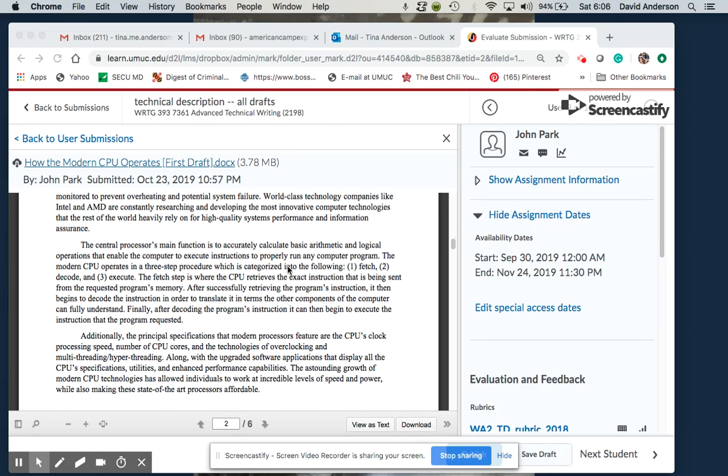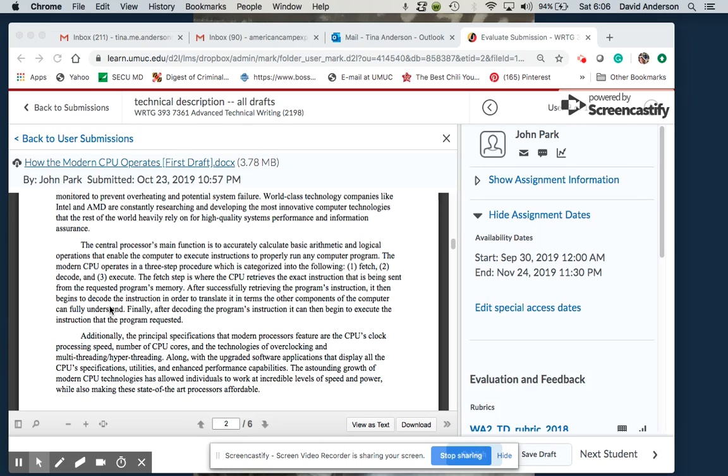The modern CPU operates in a 3-step procedure: 1, fetch; 2, decode; 3, execute. And I would list them in bullet points. You can still use Roman or standard numerals, but I would list them this way. And next to the fetch, say: 1, fetch: during the fetch stage, the CPU retrieves the exact instruction, and give that description.